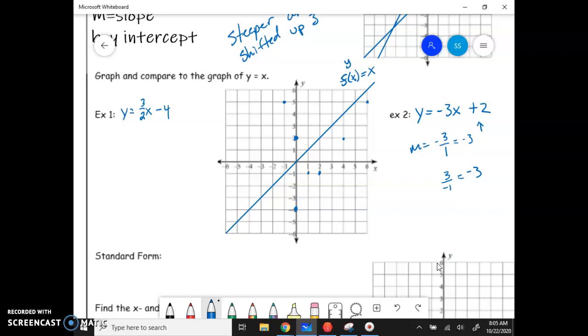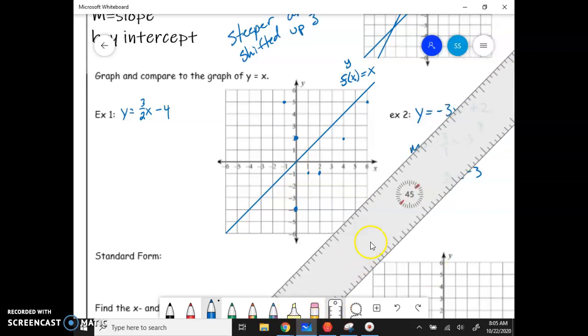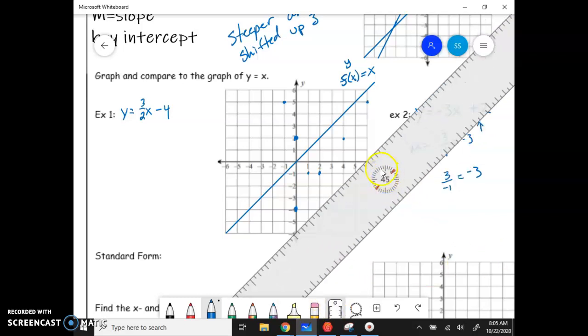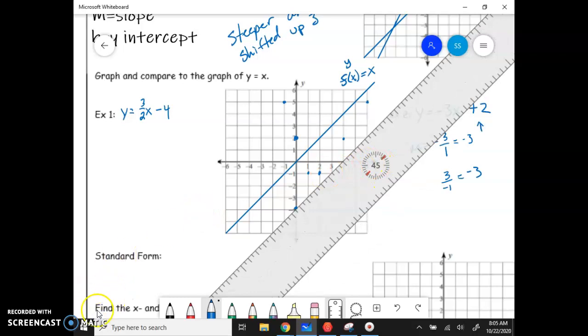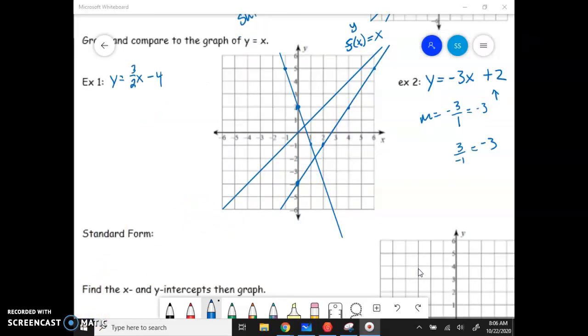So now I'm just going to go ahead and plot these lines out. All right, let's do this one here first. Okay, there we go. Just went ahead and connected those lines. All right, so this line right here is y is equal to 3 over 2x minus 4. And this line up here is y is equal to negative 3x plus 2. So let's compare them to the parent function.